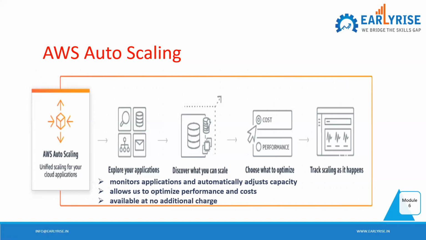So EC2 instances are actually grouped here, and an auto scaling group is created. Here you see this AWS Auto Scaling: unified scaling for your cloud applications. Explore your applications, discover what you can scale, choose what you want to optimize, track scaling as it happens. It monitors applications and automatically adjusts capacity. It allows us to optimize performance and costs, available at no additional charge.